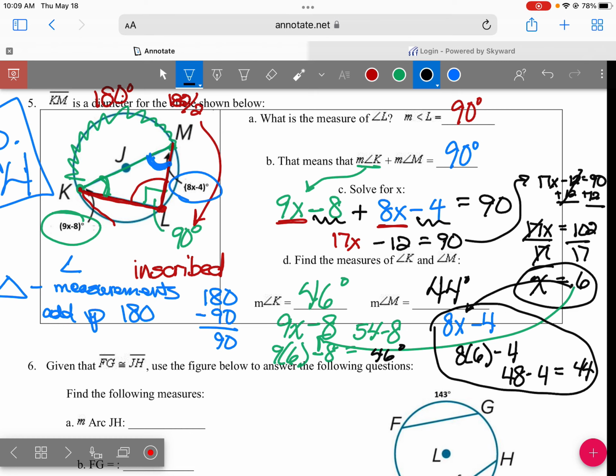Hey, did I need to solve for this in this way? Yeah, no, I could have. What else could I have done? Not doing it is not an option. If they both added up to 90, I could have taken 90 minus the first one, right? And that would have given me 44.